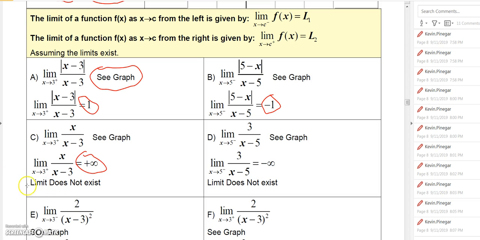Now even though I say infinity, since it's not a real number, we still have to realize that the limit does not exist, because for a limit to exist it must equal a real number, and infinity is not a number. Now what about this one, 3 over x minus 5 as x approaches 5 from the left?